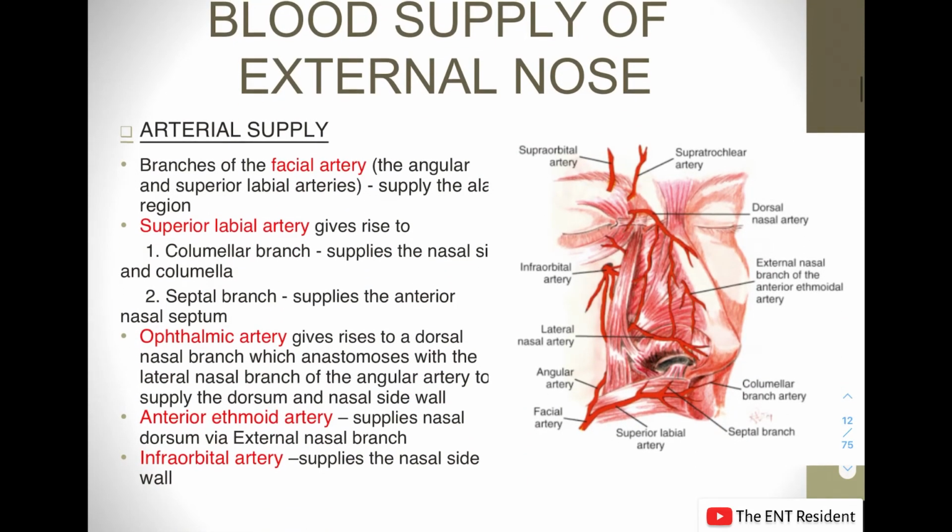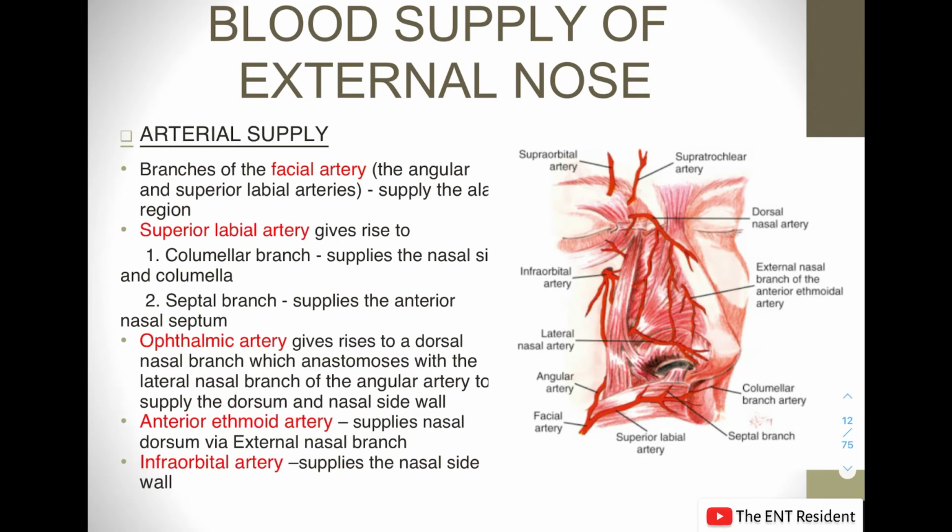Next, we study the supplies of the nose. So first we'll study the arterial supply of the nose. In the arterial supply, you'll see they get branches from the facial artery itself giving 2 branches, the angular artery and the superior labial artery, then the ophthalmic artery, the anterior ethmoidal artery, and the infraorbital artery.